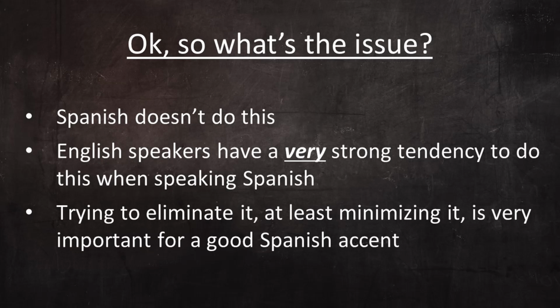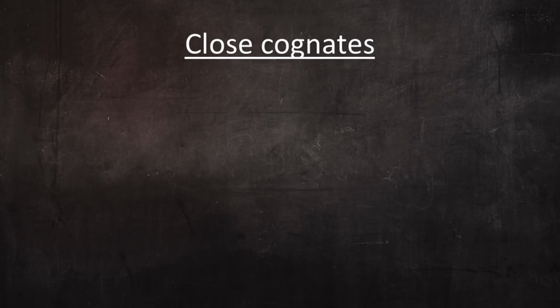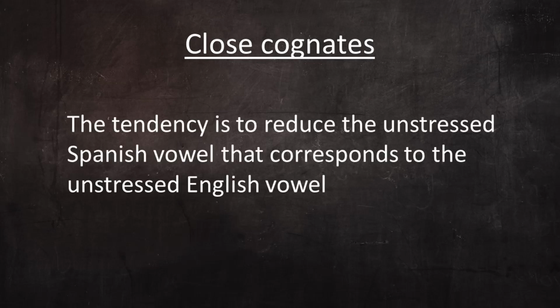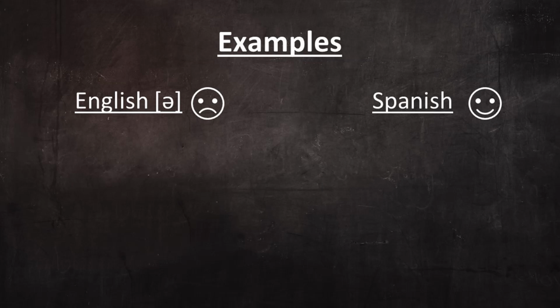So what are the situations in which English speakers are most strongly tempted to apply vowel reduction to their Spanish? One of the most tempting situations is words that are close cognates with English words. The tendency, of course, is to reduce the unstressed Spanish vowel that corresponds to the unstressed English vowel. Observe these Spanish words pronounced first with English-style vowel reduction, then with more accurate Spanish pronunciation. While native English speakers may find the difference between these subtle, I promise you that Spanish speakers don't. To a Spanish ear, the difference is extremely obvious.